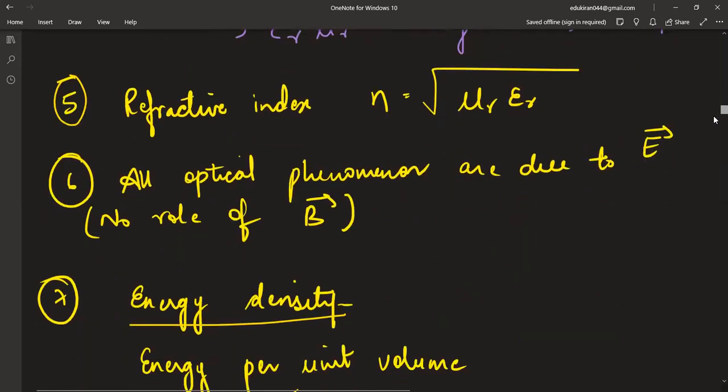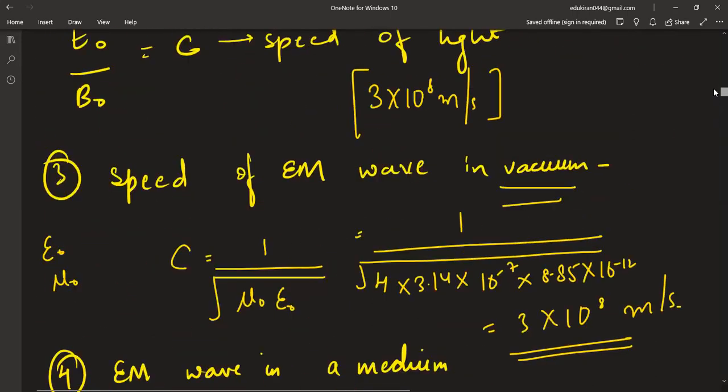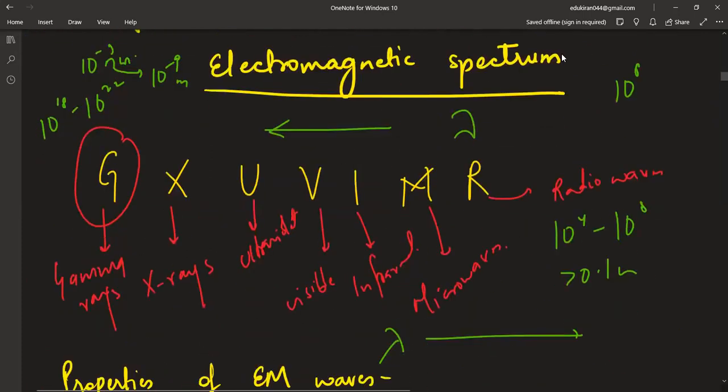Refractive index and optical phenomena, I'll discuss later. First, note it down till here. This also you have to write: electromagnetic spectrum. Write it from here.